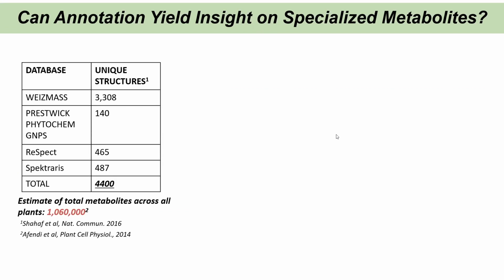Annotation yields insights on specialized metabolites. That's what I'm introducing here. Across all of the publicly available spectral databases, there are only about 4,000 plant compounds represented. And this is much smaller than the estimated total diversity of metabolites across all plants.